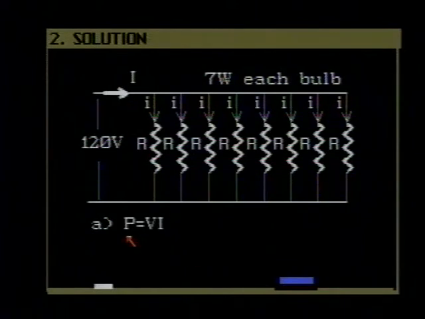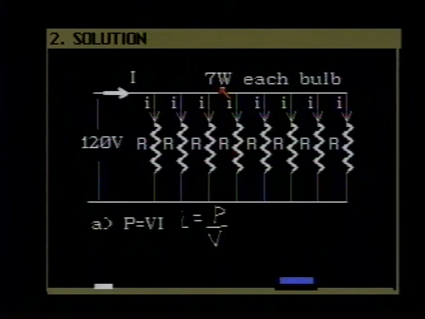The power that is transformed in an electrical device is equal to the potential difference across that device multiplied by the current through it. This is the energy that is transformed per unit time into other forms of energy. In a light bulb, these other forms of energy are light and heat. If we solve this equation for I, then I is equal to the power divided by the potential difference.